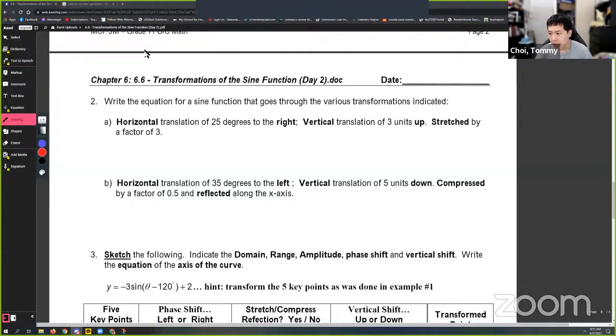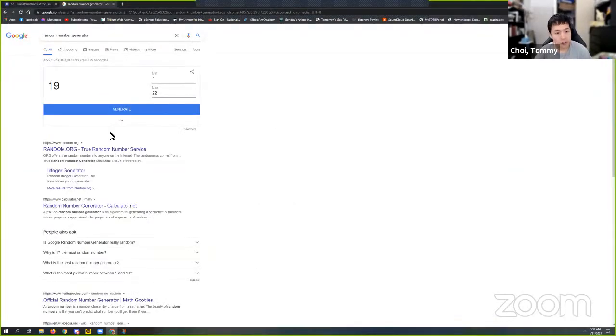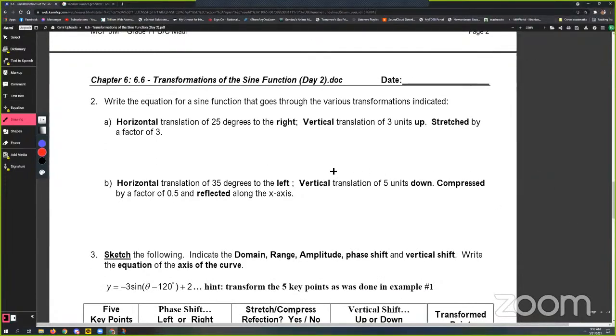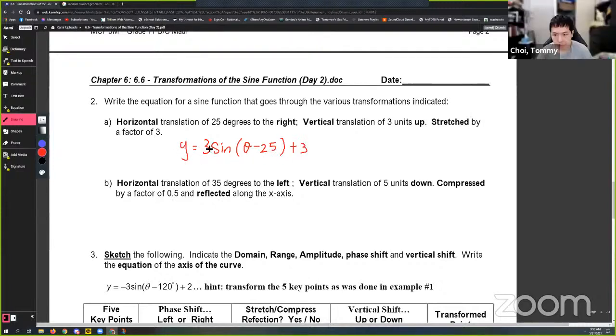Time is up. Random number generator. Here we go. 15. That is Kimberly. Kimberly, what is the first equation for 2a? 3 sine, bracket theta minus 25, plus 3. That looks good to me.